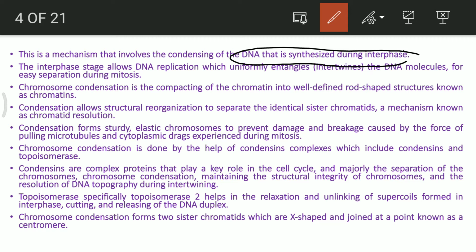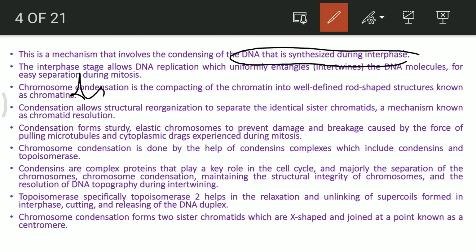The chromosomes are getting separated. So this is what is getting explained here. Chromosome condensation is the compacting. Compacting means summarizing or coming very close of the chromatin into well-defined rod-shaped structures known as chromatids. Condensation allows structural reorganization to separate the identical sister chromatids, a mechanism known as chromatid resolution.